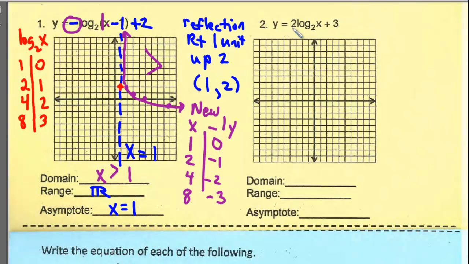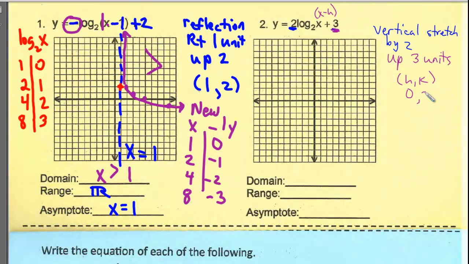y equals 2 times log base 2 of x plus 3. This 2 out front represents a vertical stretch by 2. And this 3 is outside, so this is moving up 3 units. Let's look at our h, k. h is going to be 0 and k is 3.